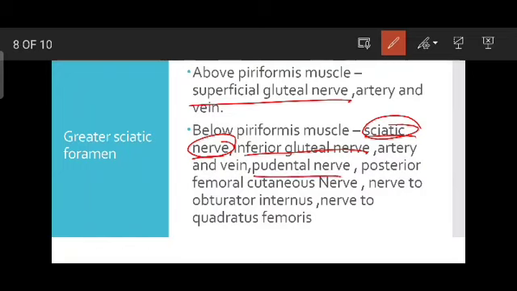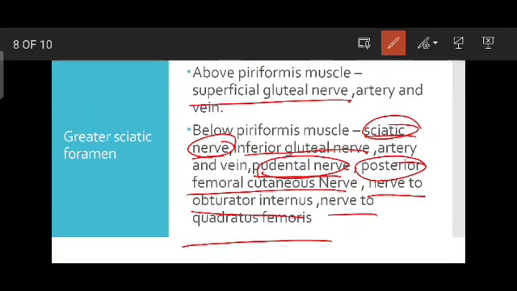Okay, and then pudendal nerve, which comes out of the greater sciatic foramen and immediately enters into the lesser sciatic foramen and supplies the perineum region. Okay, posterior cutaneous nerve supplies the posterior compartment of the thigh skin. Okay, nerve to obturator internus supplies the obturator internus muscle and the superior gemellus muscle. And nerve to quadratus femoris supplies the quadratus femoris muscle and the inferior gemellus muscle. These are the muscles in the gluteal region. When you study about the gluteal region, you can understand it.